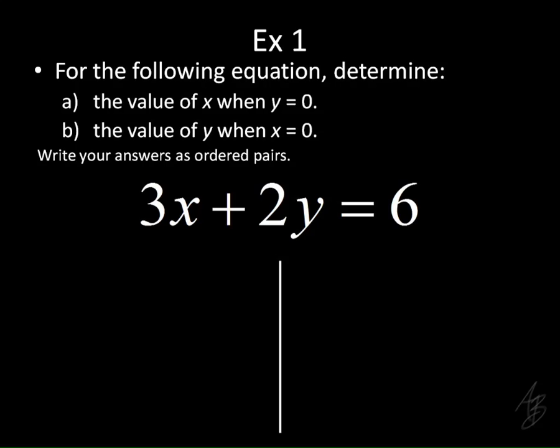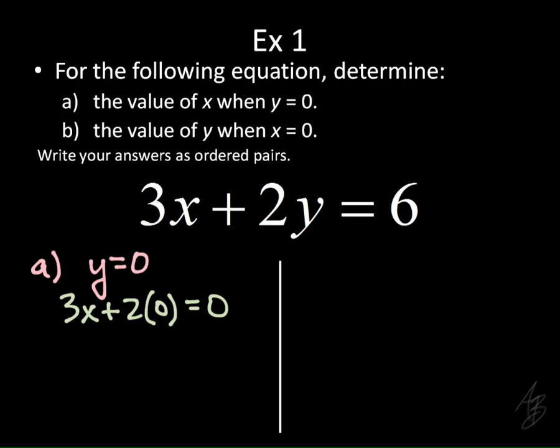The first one here, for part A, I want to figure out what x equals when y equals 0. So I'm going to write this here, just a reminder of what we're doing. We're going to put 0 in for y. So what's the equation going to look like once I put 0 in for y? 3x plus 2 parentheses 0 equals 6. Okay, good. So we have 3x plus 2 times 0 equals 6.